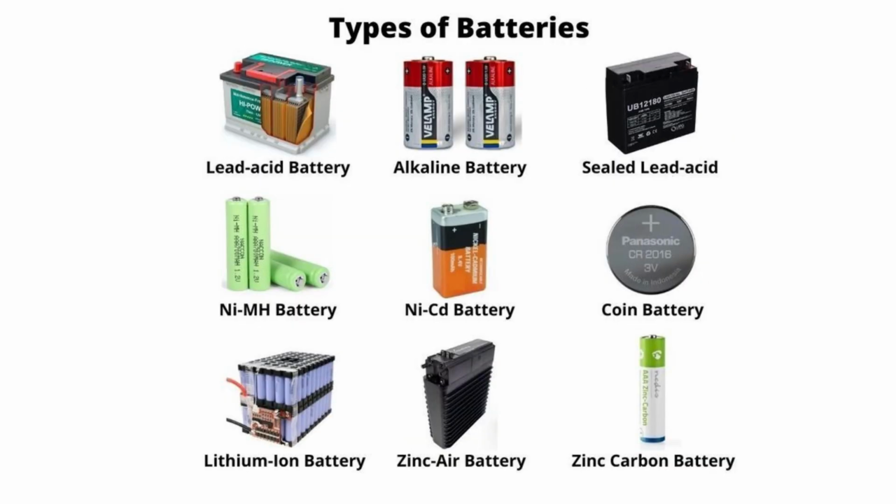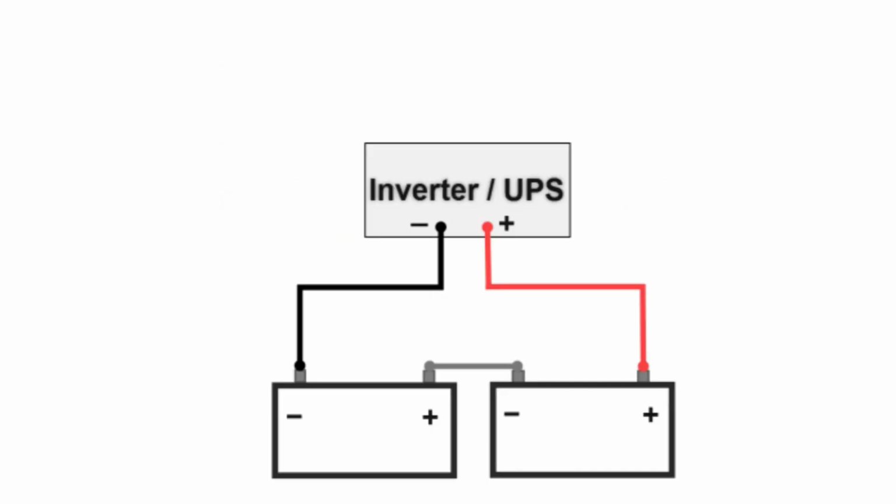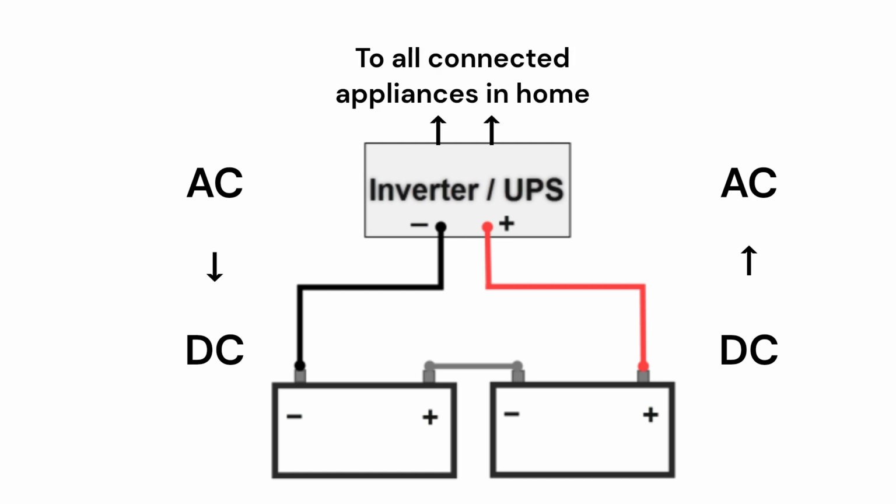Batteries can only store DC power. If you look at inverters, when they charge the battery connected to them, they first convert the AC to DC. Then, when the power in the battery needs to be used, the inverter converts the DC to AC and supplies it to the whole home. DC doesn't have any frequency because it only flows in one direction.